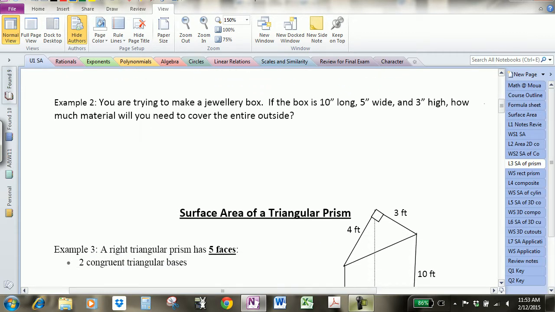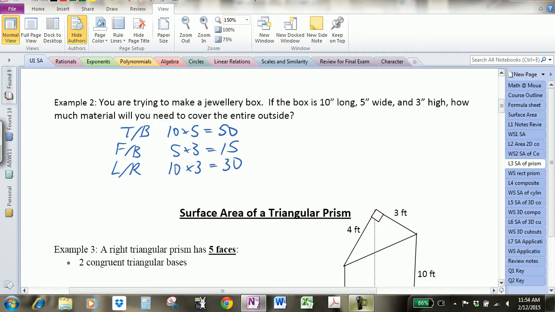So now we're going to not use a diagram. There's the measurements, 10 inches by 5 by 3. How much material will you need to cover the entire outside? So they're asking for surface area. So let's go top and bottom. The top would be 10 long, 5 wide. So 10 times 5. The front and the back would be 5 by 3. And the left and the right would be 10 by 3.